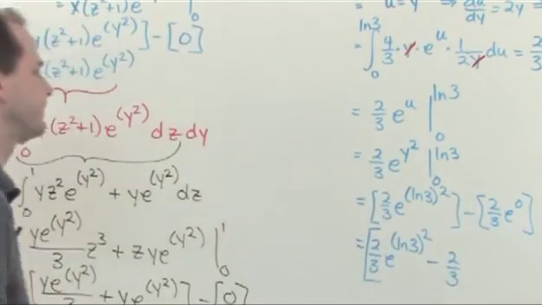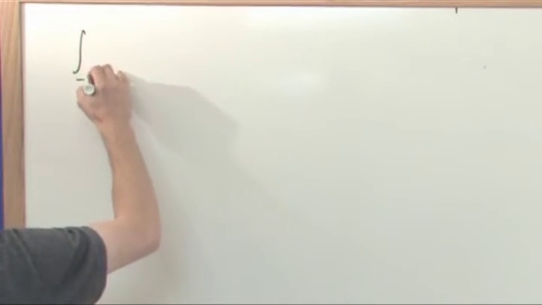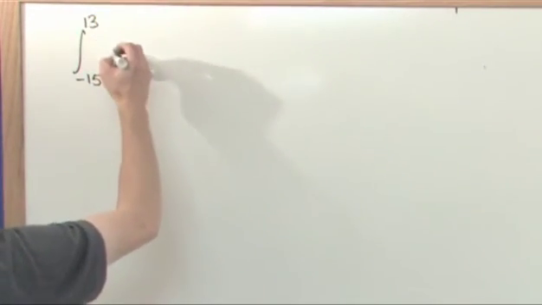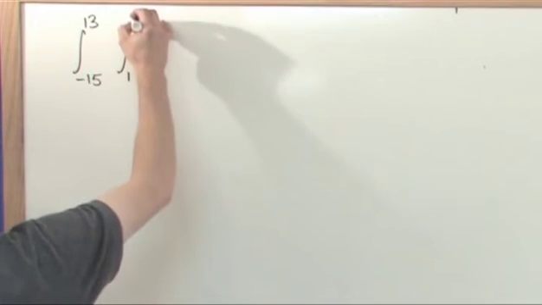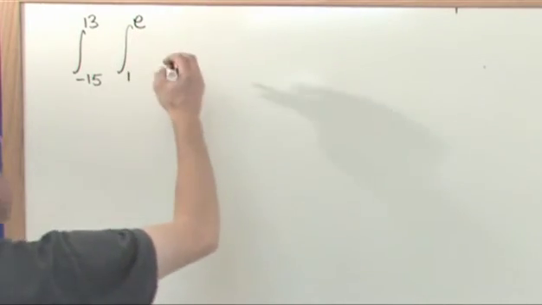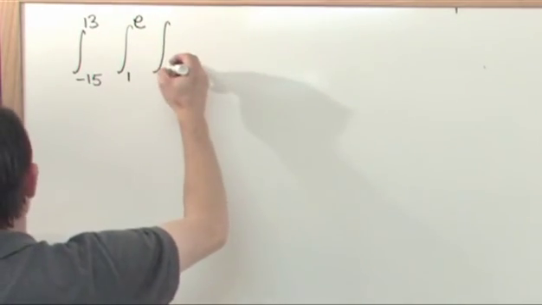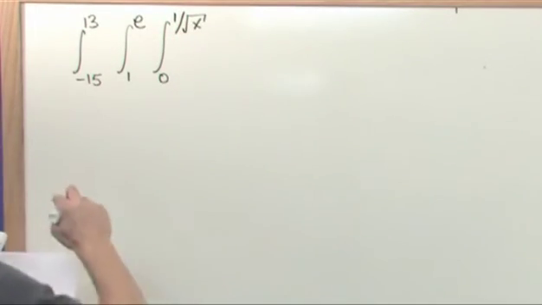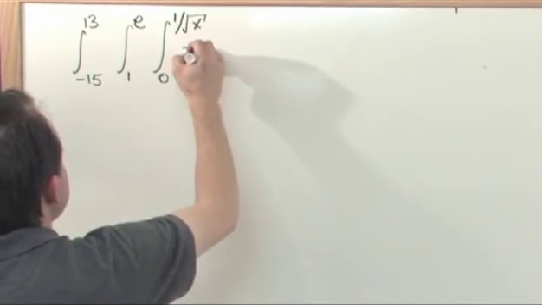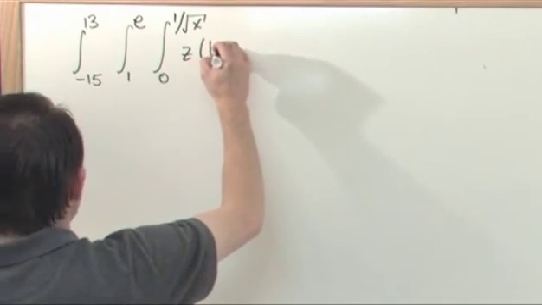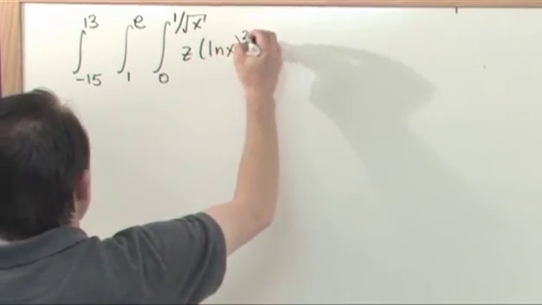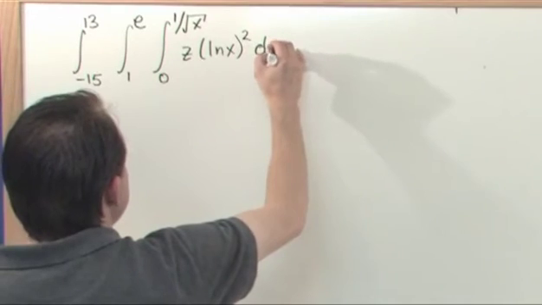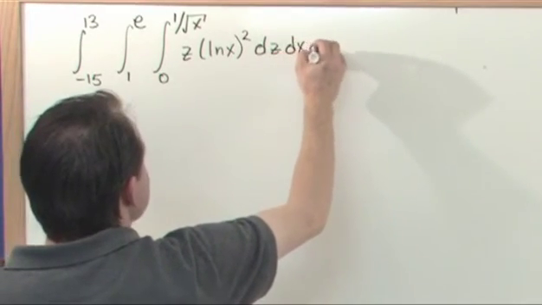so hard. Integral from -15 up to 13, integral from 1 to e, which is again just a number, and the integral from 0 to 1 over the square root of x. And what we're actually integrating here is z times natural log of x all squared along dz, and then along dx, and then along dy.